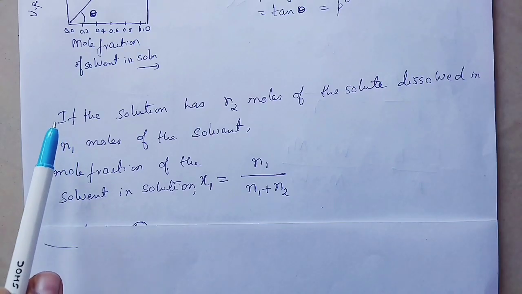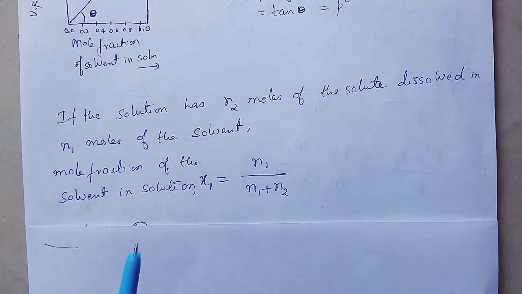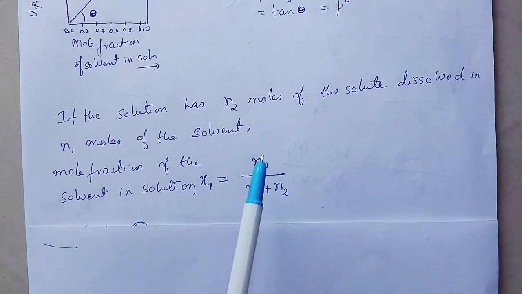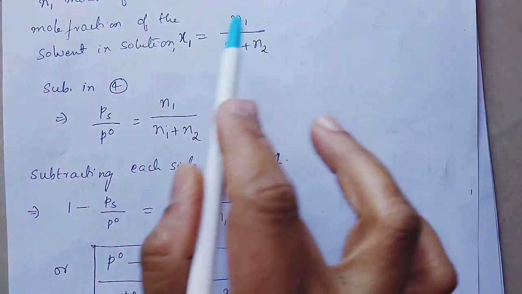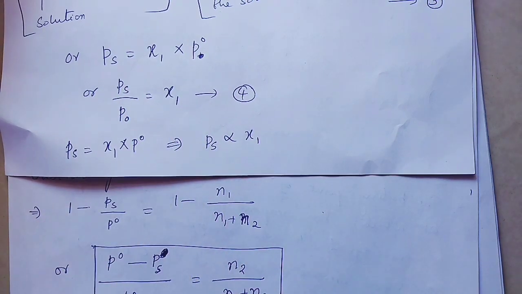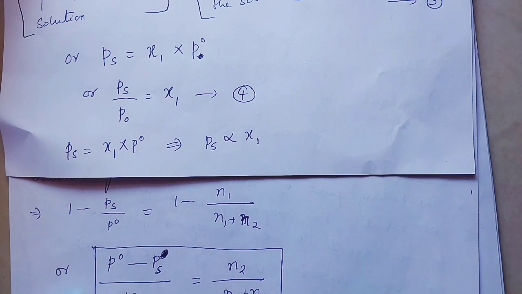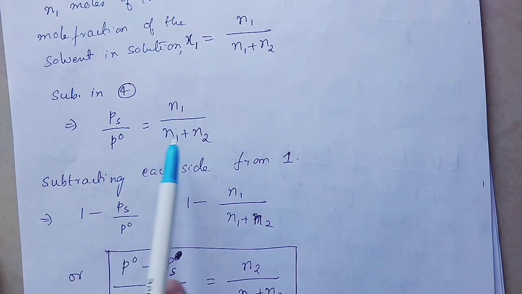Now, if the solution has N2 moles of solute dissolved in N1 moles of the solvent, mole fraction of the solvent in the solution, chi 1, would be equal to number of moles of solvent, that is N1, divided by total number of moles, that is N1 plus N2. So chi 1 will be equal to N1 by N1 plus N2. We have to substitute this value in equation 4, that is PS by P naught equal to chi 1. Substitute the value of chi 1 here. We get PS by P naught is equal to N1 by N1 plus N2.